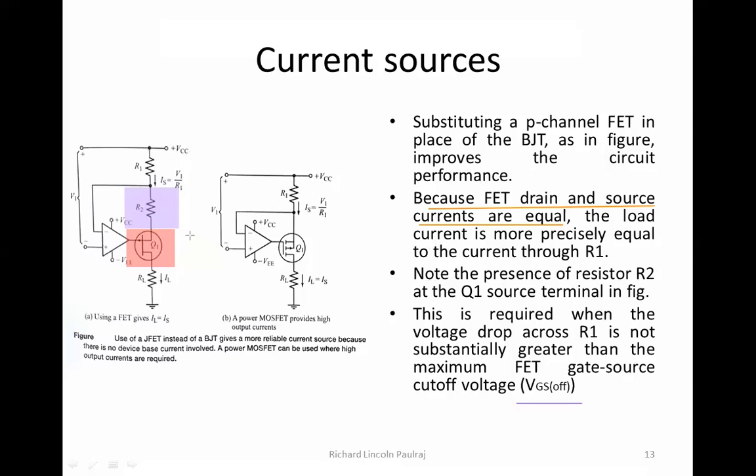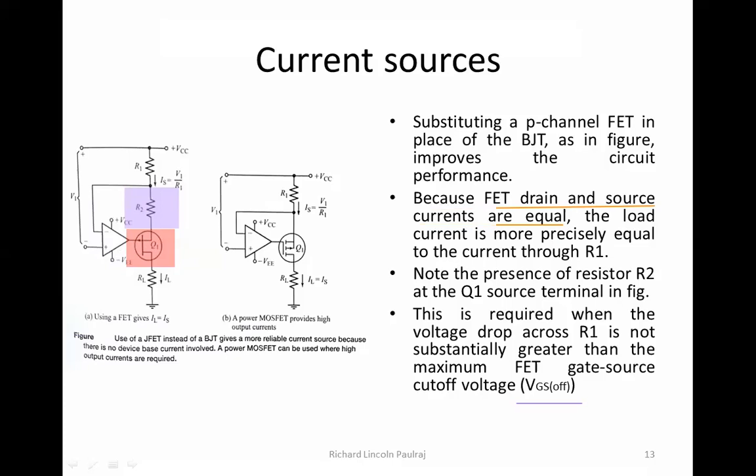So this is a junction field effect transistor, JFET. So how does using a junction field effect transistor instead of a BJT give a reliable current source? Since there is no device based current involved, I do not have IB here. Unlike BJTs, where I had IB, here I do not have IB, but I will have the gate potential.